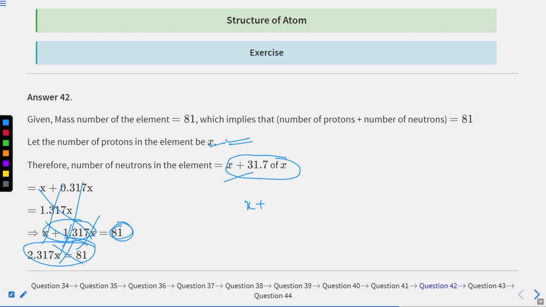So we will take the number of protons as x. It is written here, and the number of neutrons is x plus 31.7x, and that is equal to 81. If you calculate this value, then you will get the overall value. And 31.17 of 100%, this percent of x.